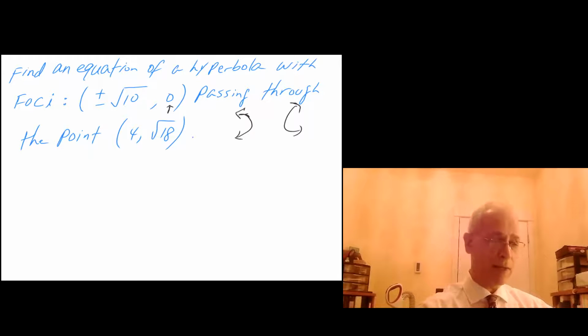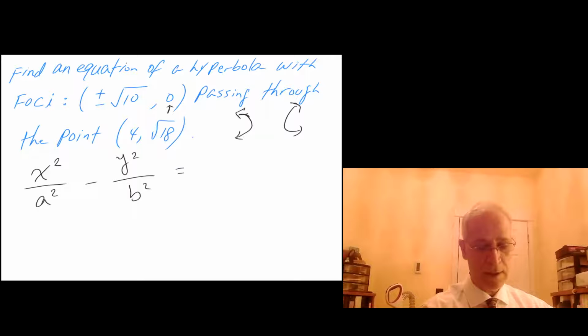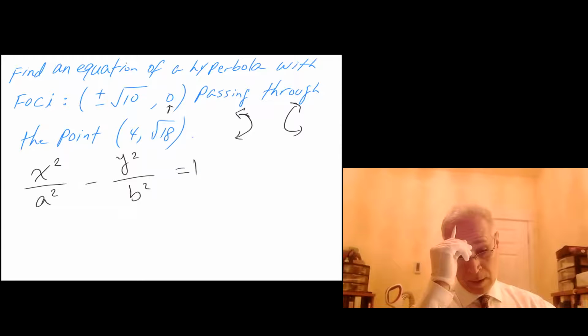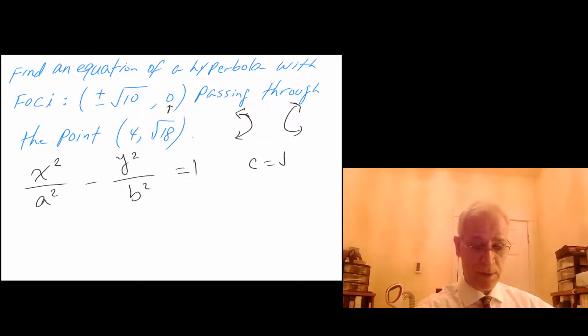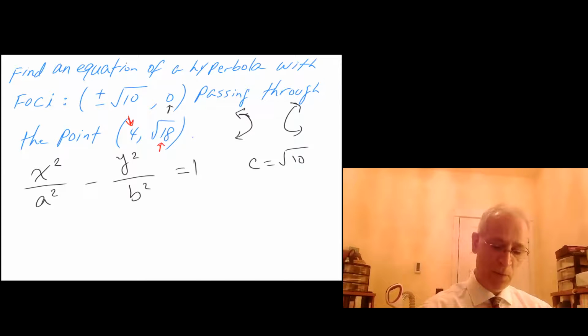So the general form that I'm going to be using is x squared over a squared minus y squared over b squared equals 1. The information from the foci tells me c equals square root of 10. What else do I know? I can use this 4 as x and square root of 18 as my y. So let's see where this is going to take us.